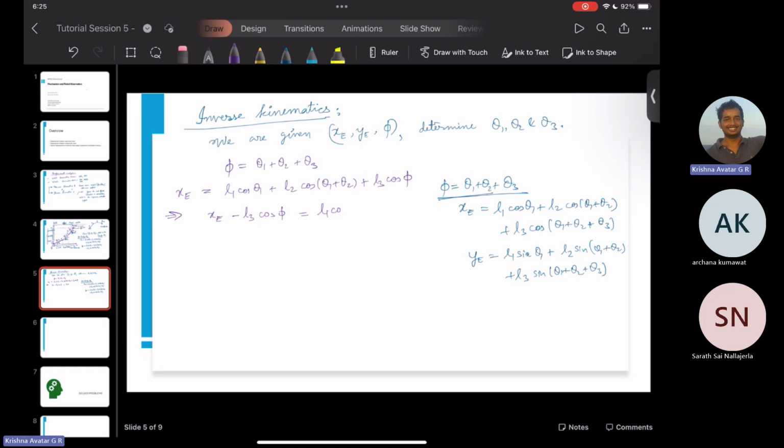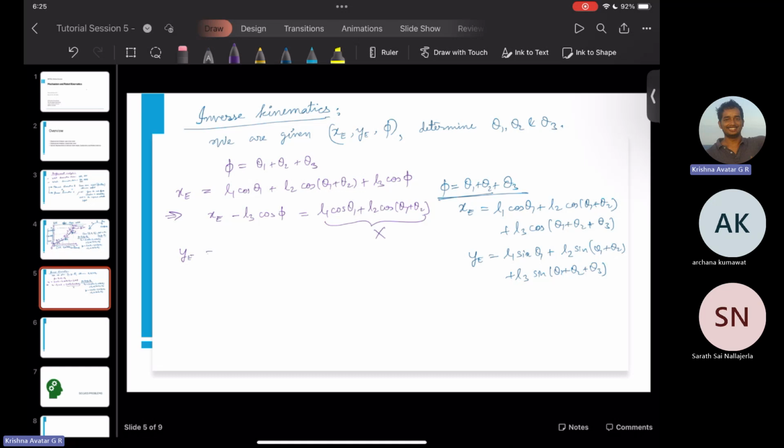Right, so we can have for this one as L1 cosine theta 1 plus L2 cosine theta 1 plus theta 2. And for now, let's call this some capital X.